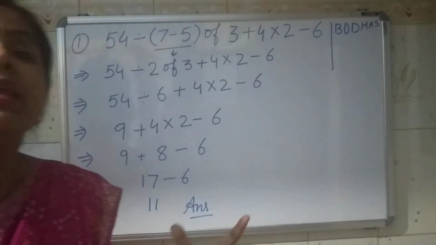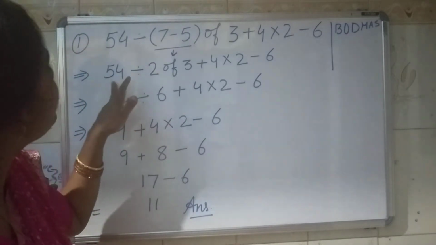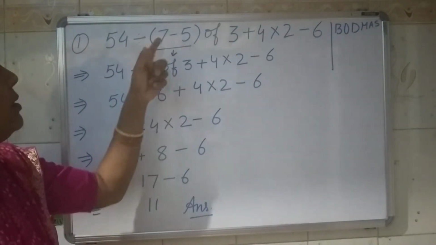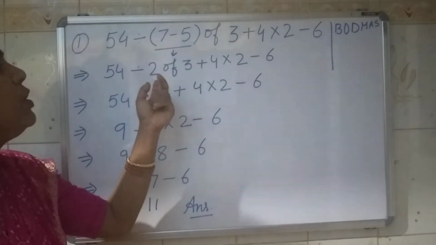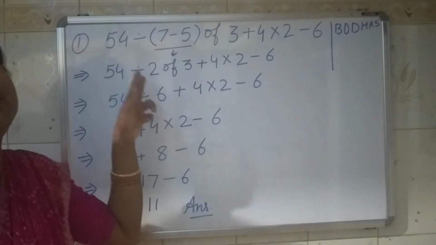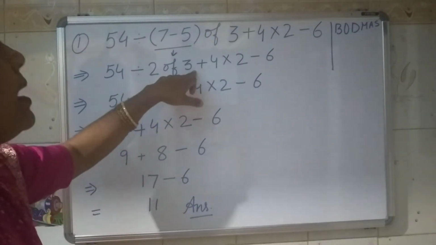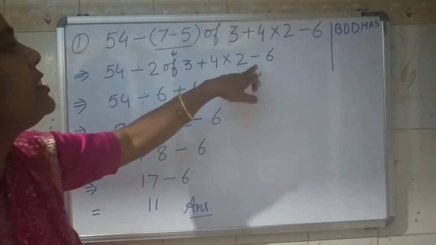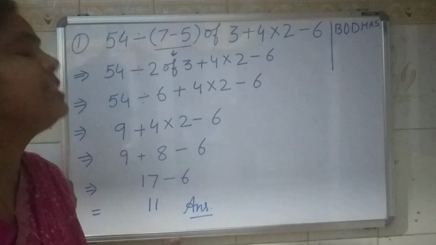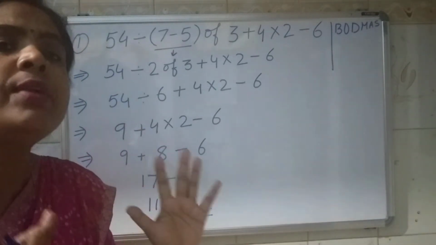Children, where we are making a mistake, I am telling you: if you divide 54 by 2, because you have just opened the bracket, you got 2, you have divided this, you will get 27. Now 27 of 3 is 9. Now 4 twos are 8, 9 plus 8 again 16, and 16 minus 6 is 10. So you will make a mistake. So don't be in a hurry.